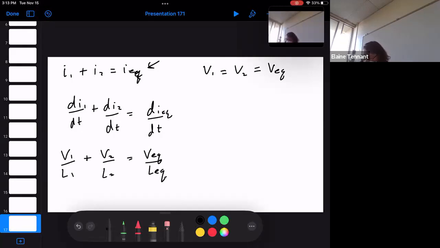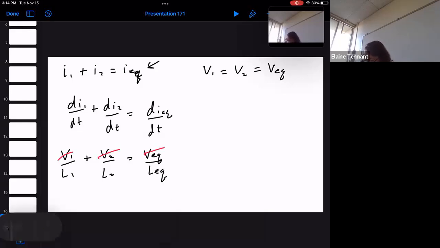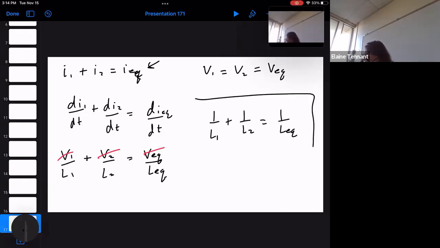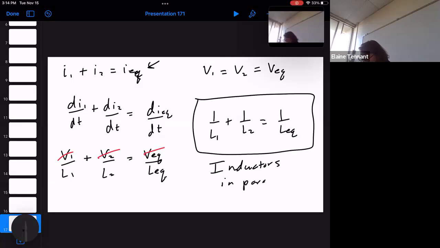And what can you guys tell me about V1, V2, and V equivalent? They're all equal to each other. Excellent. So we end up with 1 over L1 plus 1 over L2 equals 1 over L equivalent. Which is great because that's what we should have, right? If we said L1 plus L2 worked for series, then we probably should have 1 over L1 plus 1 over L2 for parallel. So that's how you add inductors in parallel. Awesome.